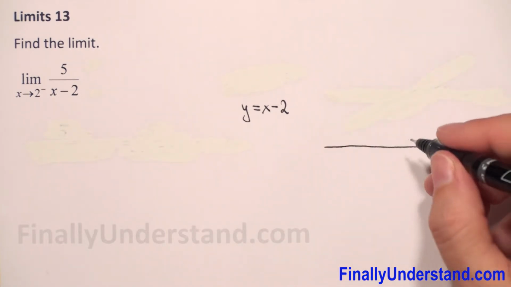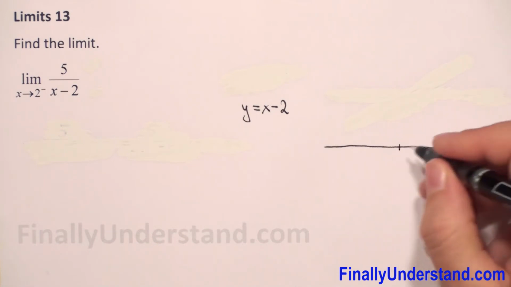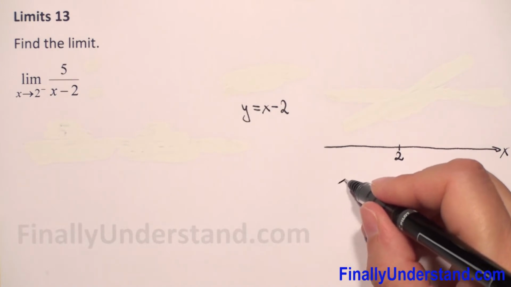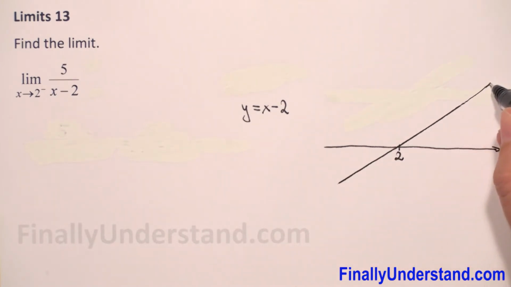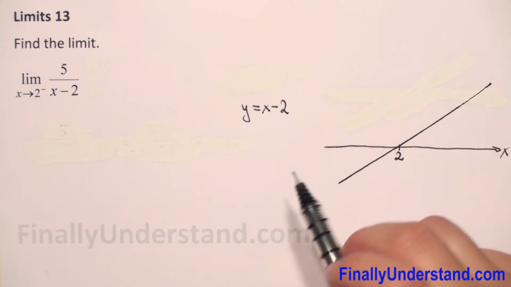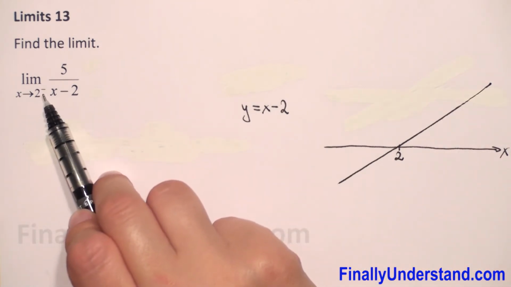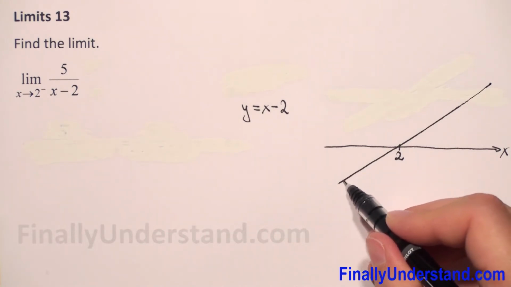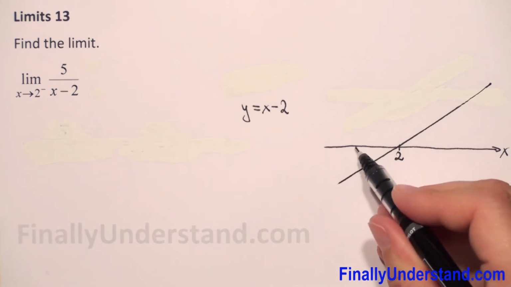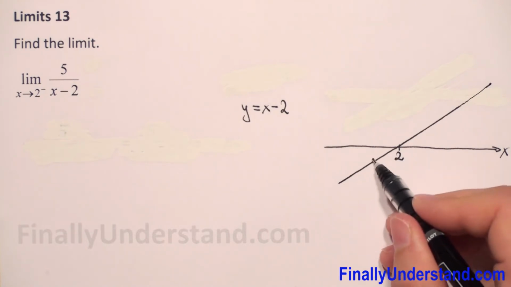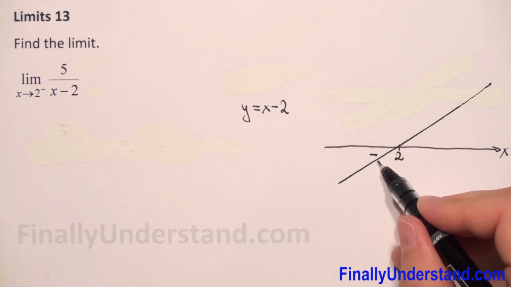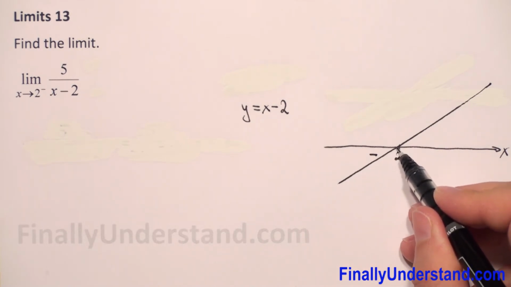We have the x-axis. We pass the x-axis at 2. So this line increases. So we are going up. And we approach 2 from the left side. When we are going to 2 from the left side, these values are under the x-axis, so they are negative. We are going to 2 by negative values, and they are very close to 0.